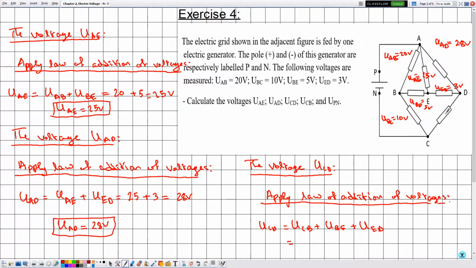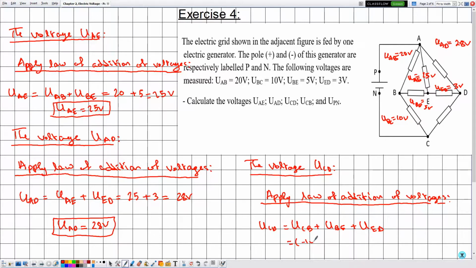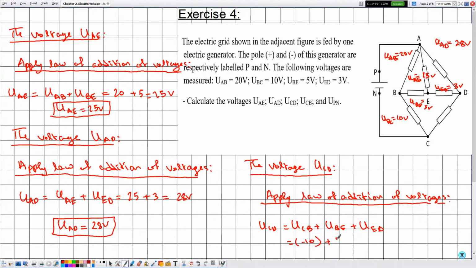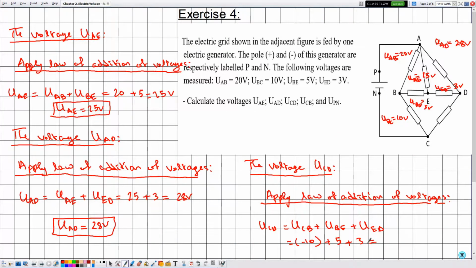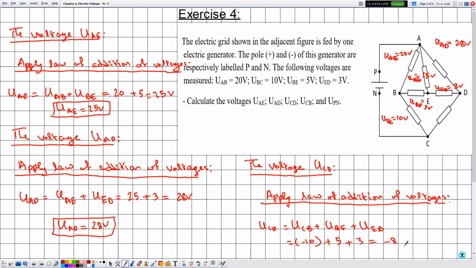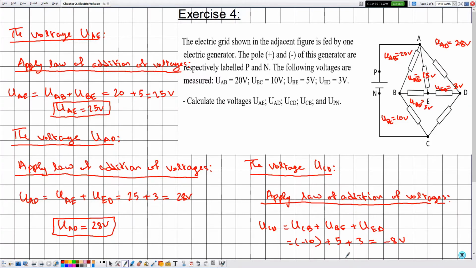So now UCB, what's the value of UCB? Notice that here UBC is equal to 10, but we know that UCB and UBC are related via a minus sign, so in this case this is given by minus 10, plus the value of UBE is given by 5, and the value of UED is given by 3. So plugging this on the calculator, the value of UCD is given by -8. Since all of these quantities are expressed in volts, the value of UCD will be in volts. So UCD is equal to -8 volts.